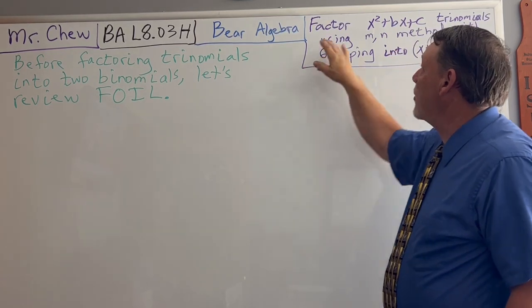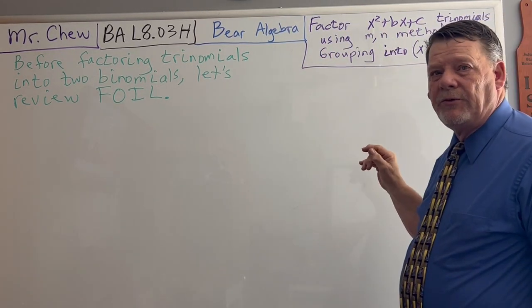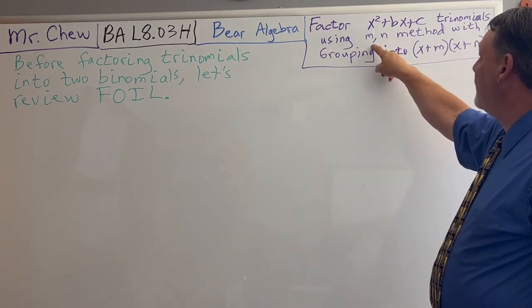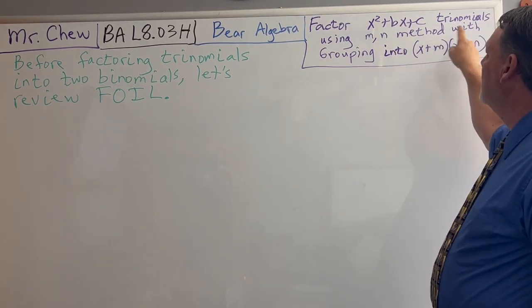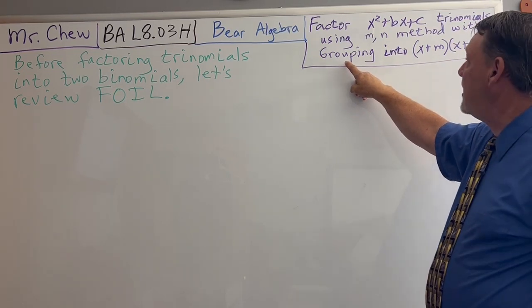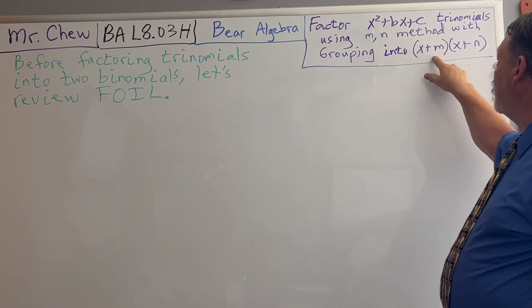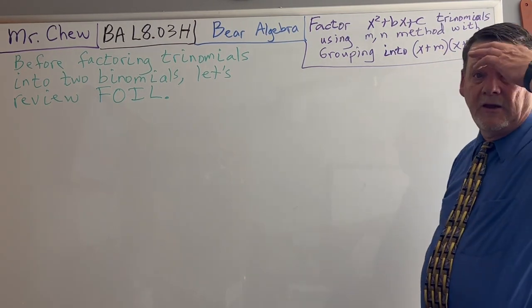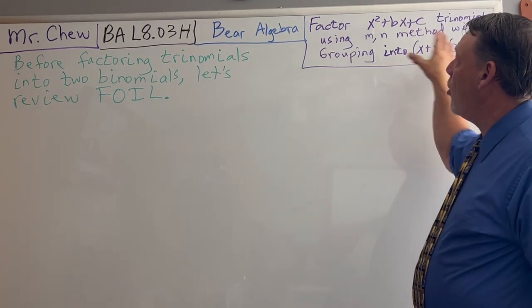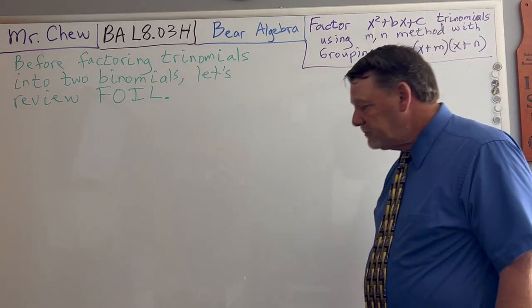In this video we're going to talk about factoring x squared plus bx plus c trinomials using what I call the MN method with grouping. So we're going to factor by grouping after we convert to the MNs, and it's going to end up looking like (x plus m) times (x plus n). And then when you FOIL that and go backwards, you will find your original problem.